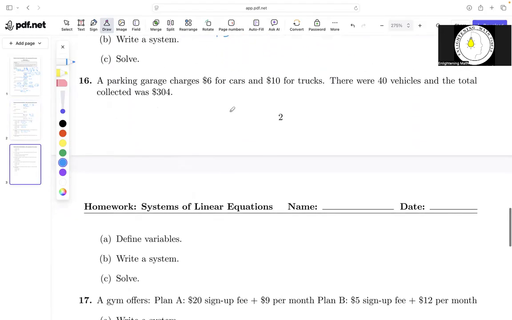Let's move on. A parking garage charges $6 for cars, $10 for trucks. So 6C for cars plus 10T for trucks equals $304. And there was a total of 40 vehicles. So amount of cars, C plus T equals 40.